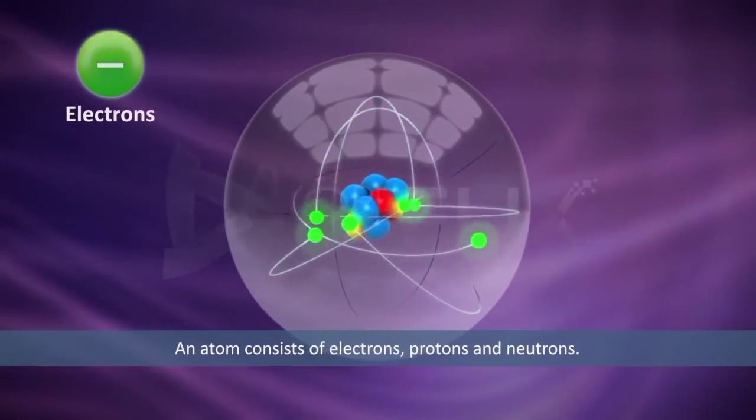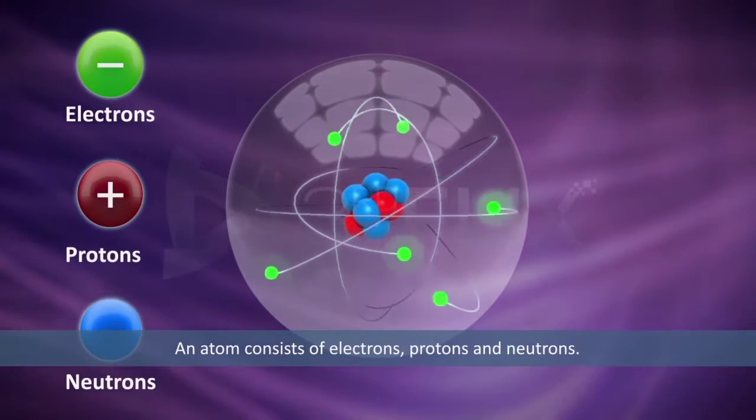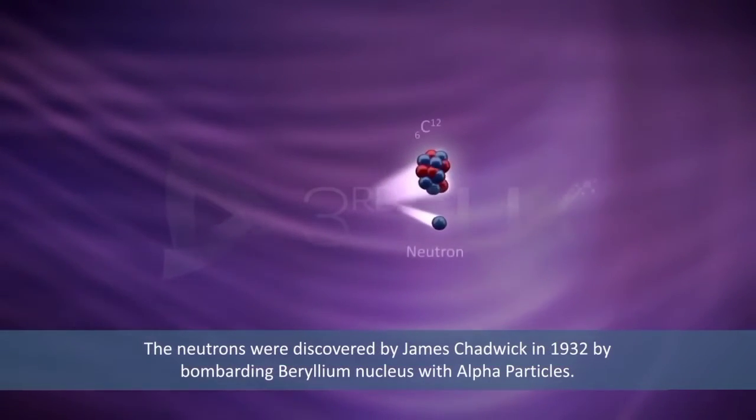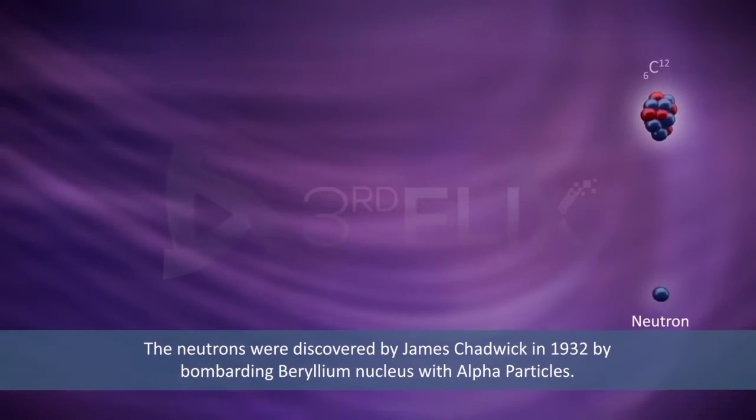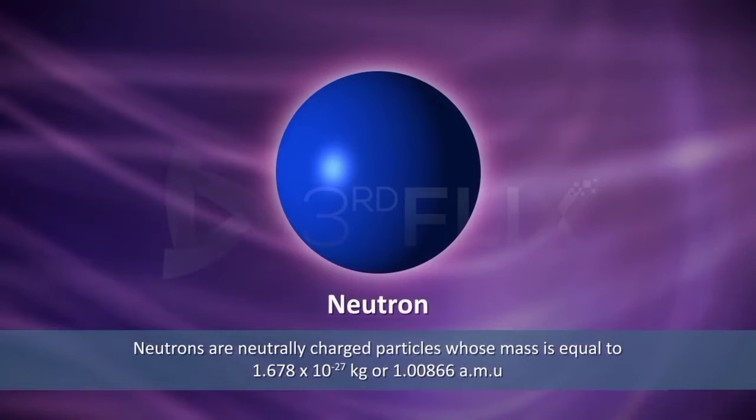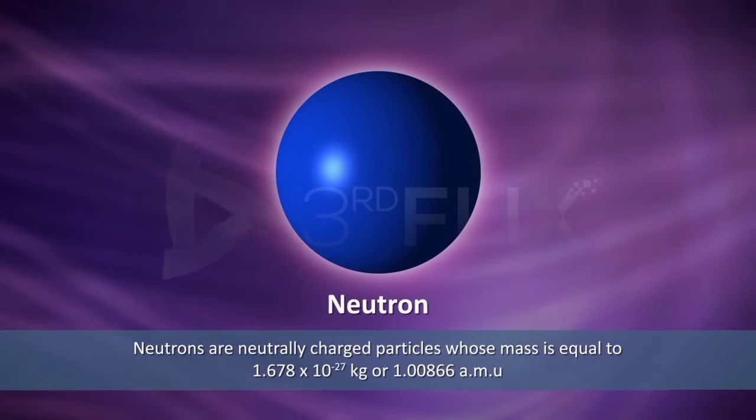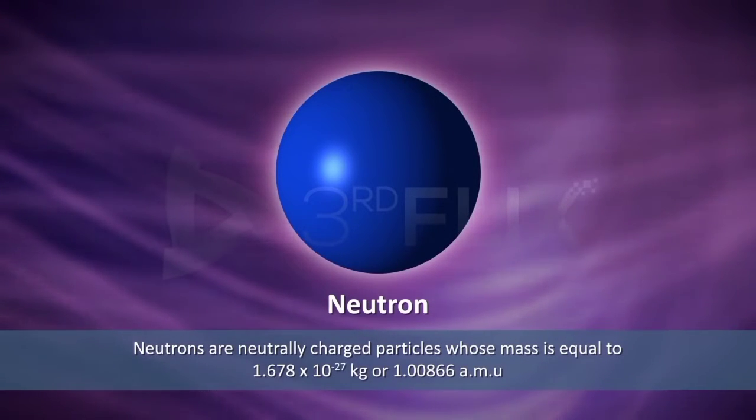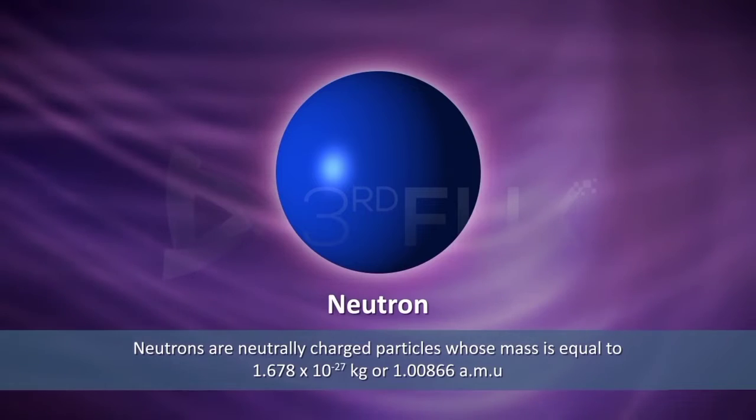An atom consisted of electrons, protons and neutrons. Neutrons were discovered by James Chadwick in 1932 by bombarding beryllium nucleus with alpha particles. Neutrons were neutrally charged particles whose mass is equal to 1.678 × 10^-27 kg or 1.00866 AMU.